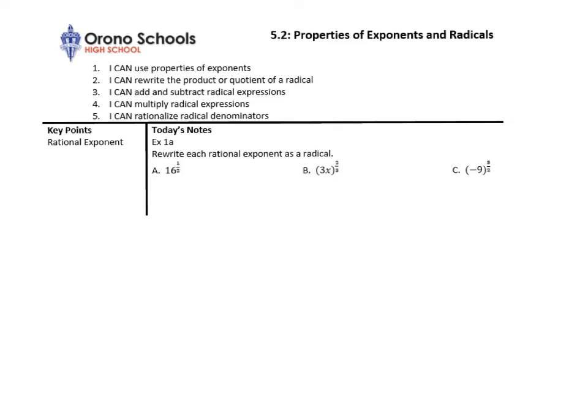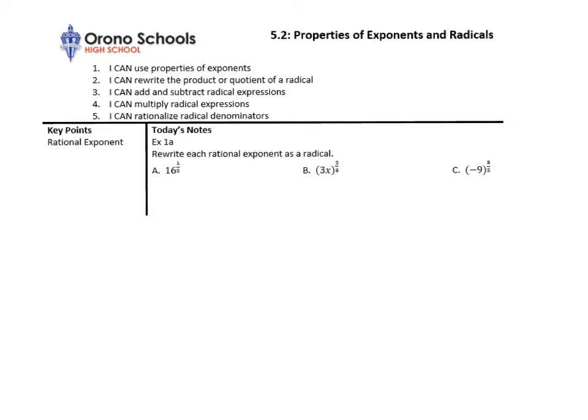Lesson 5.2 continues working with radicals and rational exponents. We'll use unique properties related to these exponents. We'll look at products and quotients, we'll add and subtract, and we'll rationalize denominators.